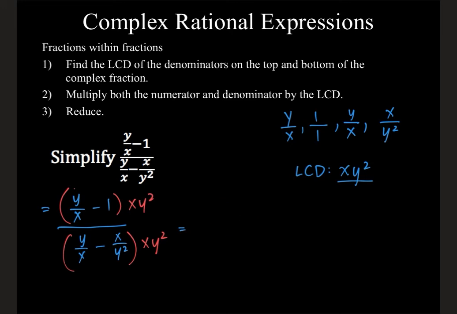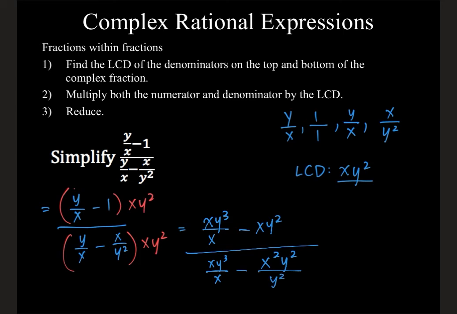This becomes y times xy squared, which is xy cubed, right? We have that over x minus 1 minus xy squared over y times xy squared. We know it's going to be xy cubed over x minus x times xy squared, which is x squared y squared. We're really just distributing that, right? And our denominators will always stay the same.